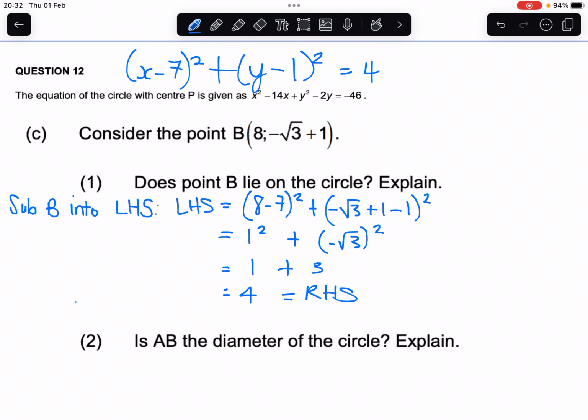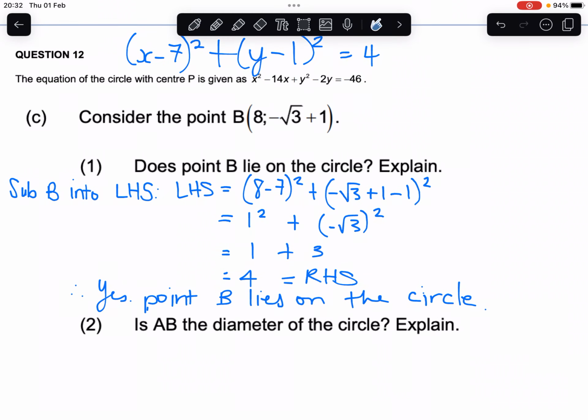And so therefore you have to state the conclusion. So yes, point B does lie on the circle. Right. And then we are asked, is AB the diameter of the circle?